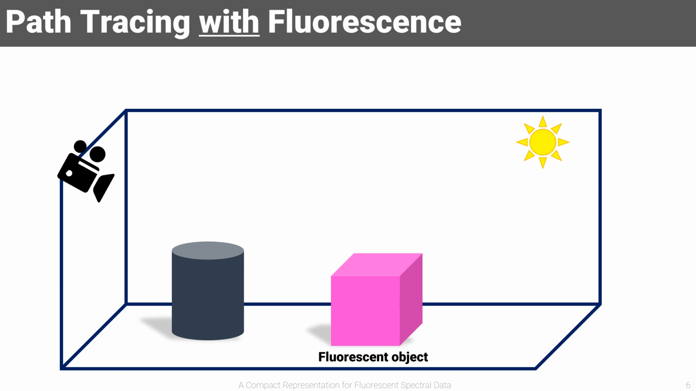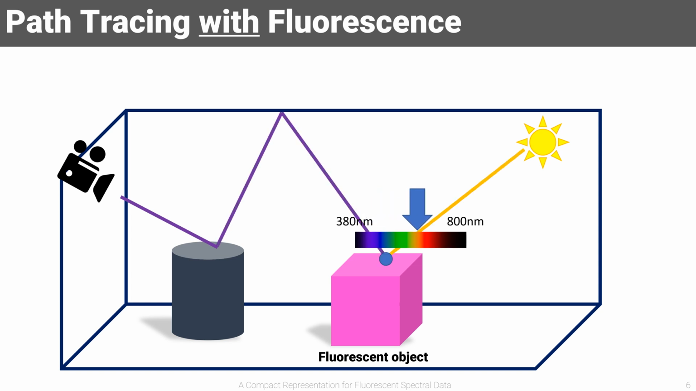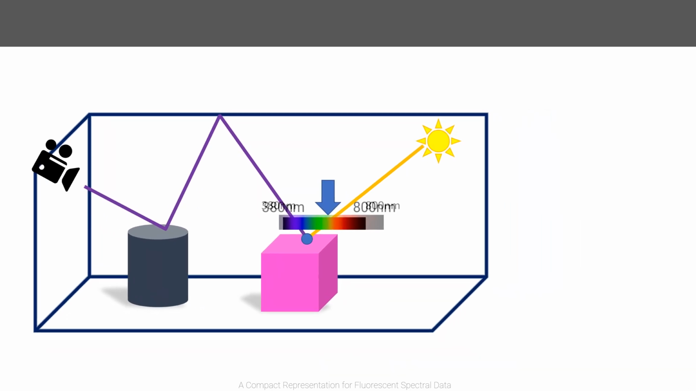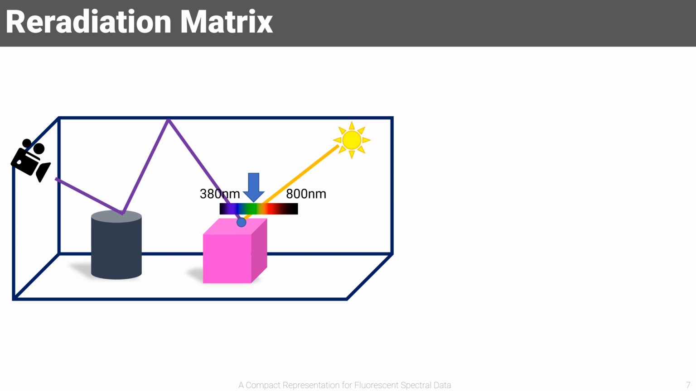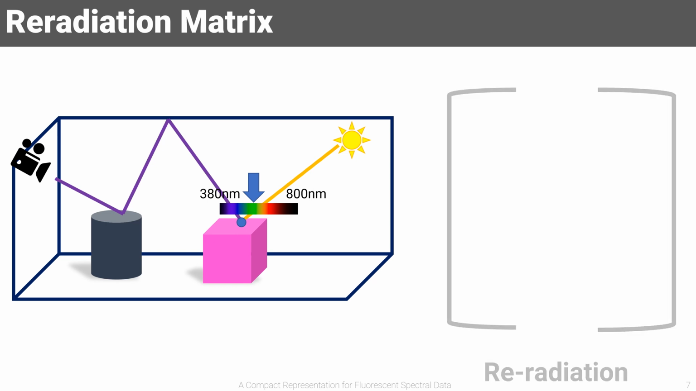Now, if one of the objects in the scene is fluorescent, the wavelength carried by this ray will be shifted after the reflection. The color of the fluorescent material is shifting to a more saturated color. To represent this behavior, we use the reradiation matrix we showed before.